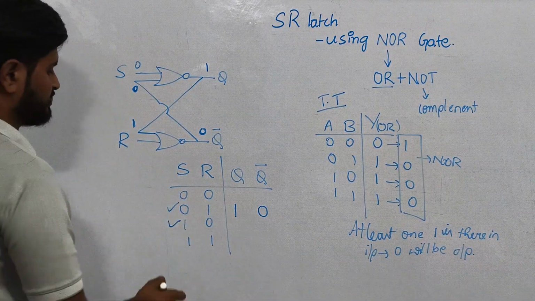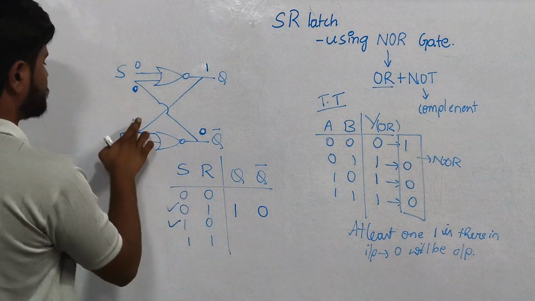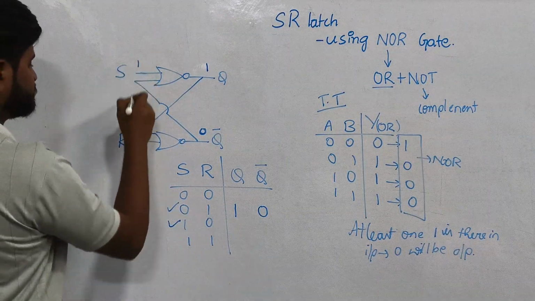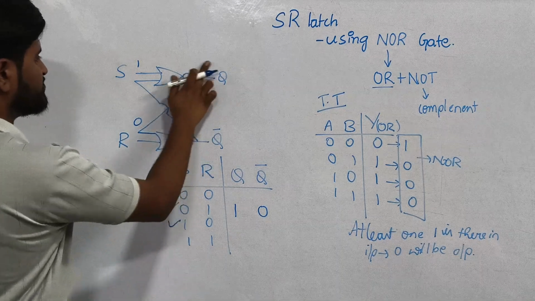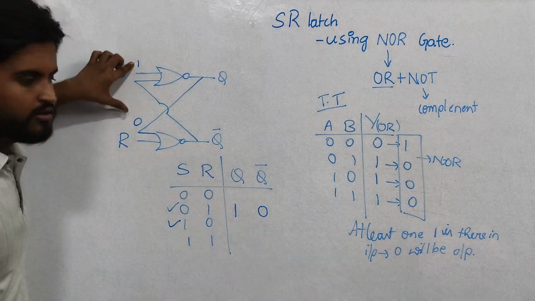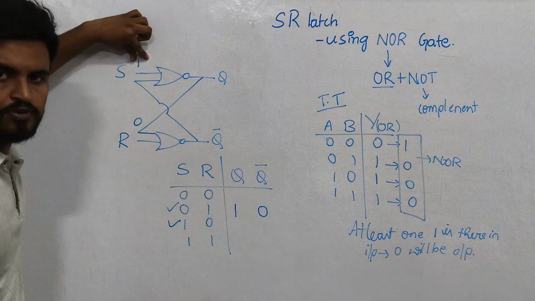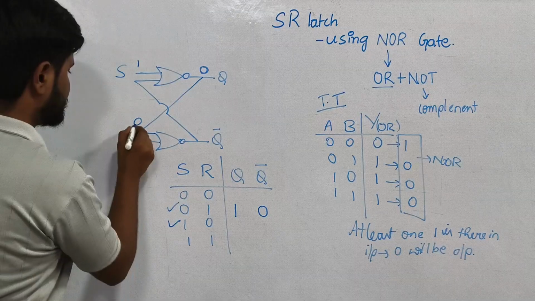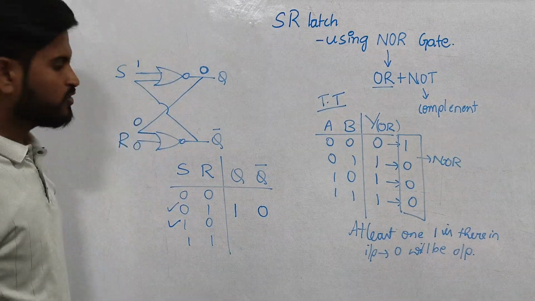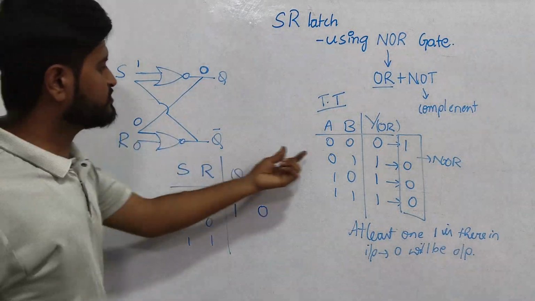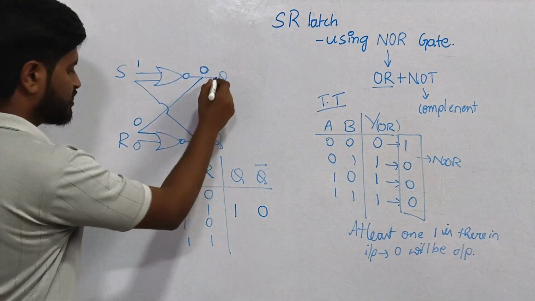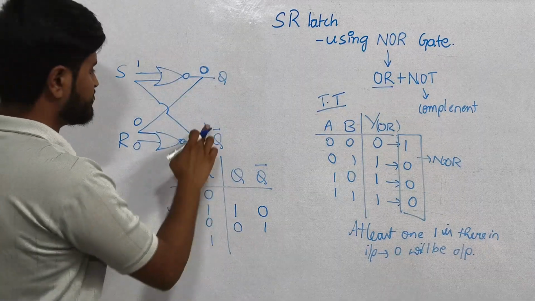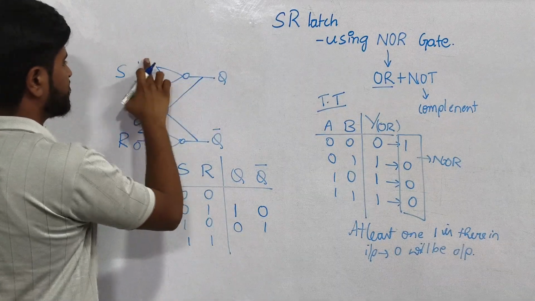Now let's move to the second one, that is S value is 1 and R value is 0. Now if you see, there is the presence of one higher bit, that is 1, as the input. So output will be 0, and this output will be acting as an input right here. When both the inputs are equal to 0, my output will be equal to 1. Q value is 0 and Q bar value is 1. Both of them are complements of each other, so they are satisfying the condition.